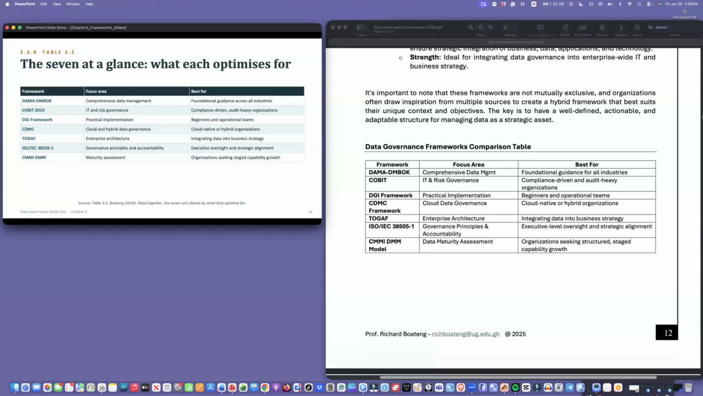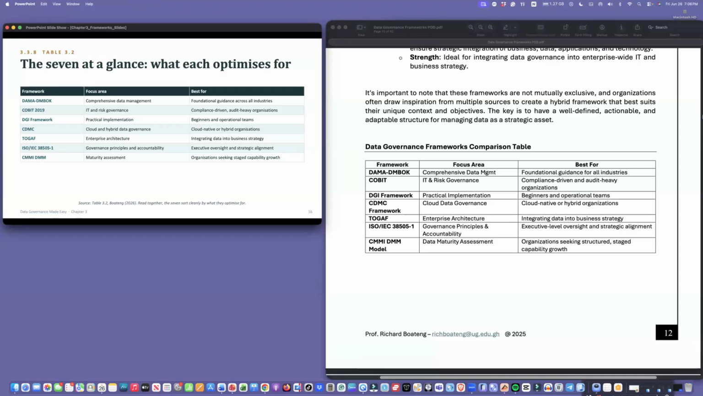If I'm confused, is my data governance even working? Where am I? What is my current practice? I need to do an assessment of where I am. I'll use the data management maturity model, the DMM model from CMMI, to be able to do that.